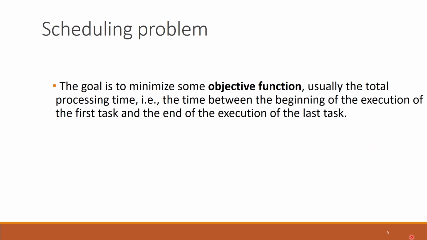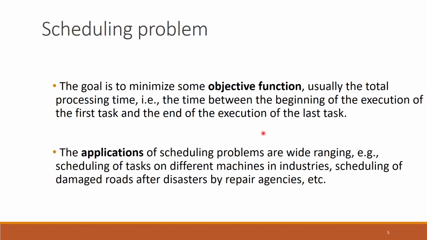So as with any other optimization problem, this scheduling problem has the goal of minimizing some objective function. For example, it can be the total processing time, that is the time between the beginning of the execution of the first task and the end of the execution of the last task. And the applications of scheduling problems are wide ranging. For example, it might be the scheduling of tasks on different machines in industries. It could be scheduling of damaged roads after a disaster by repair agencies.